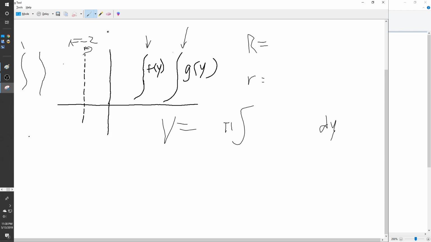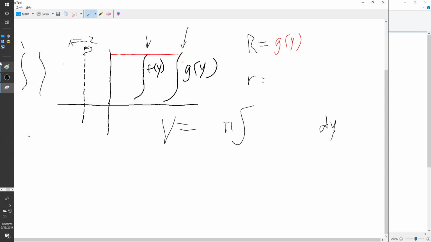Big R, so if I look at g of y, right? g of y is going to give me this distance to the y-axis. Okay, so that's why it's important that I showed you that f of x is going to be the distance from the x-axis. g of y is going to be the distance from the y-axis.